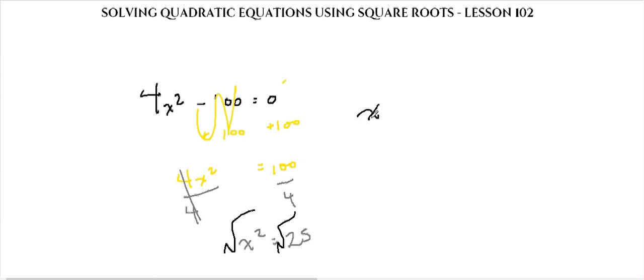Answer is plus or minus 5, right? Numbers that aren't perfect squares have irrational roots. They can be expressed in square root form. So if you end up with something that doesn't come out, you can just leave it, right? Or you can approximate an answer using a calculator.